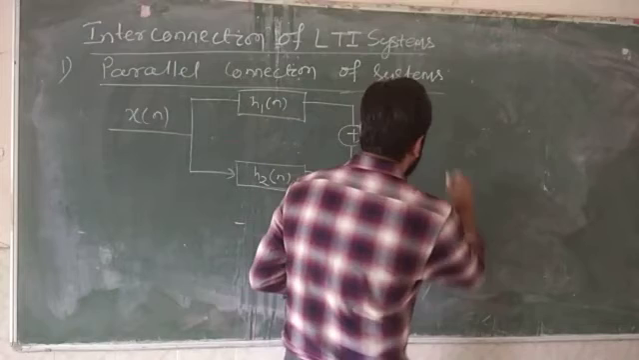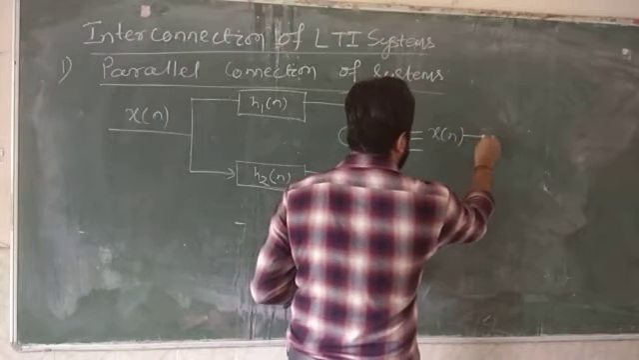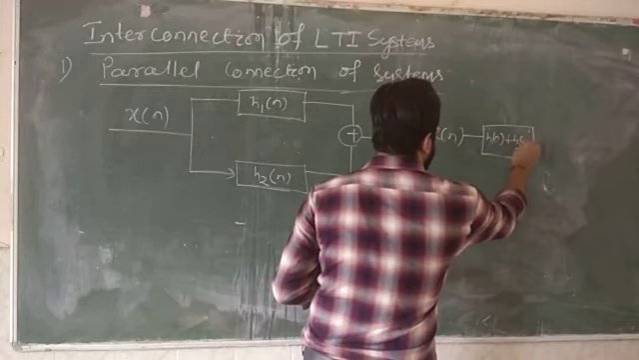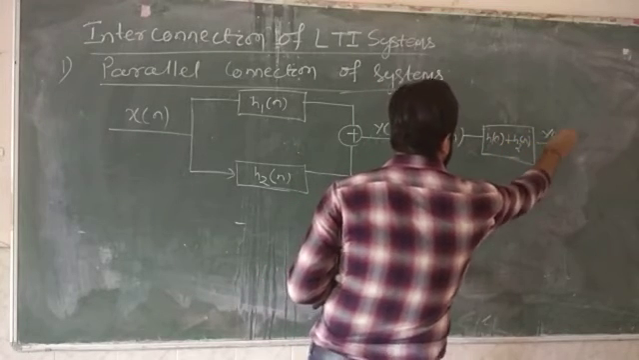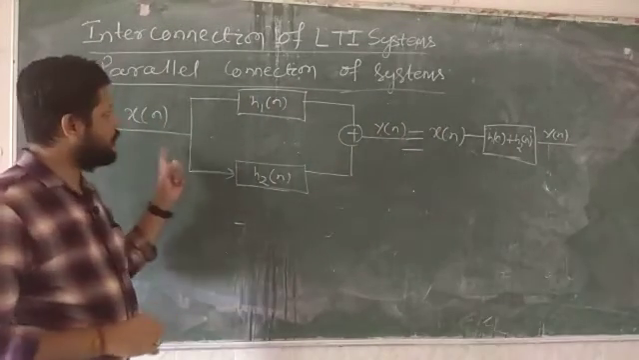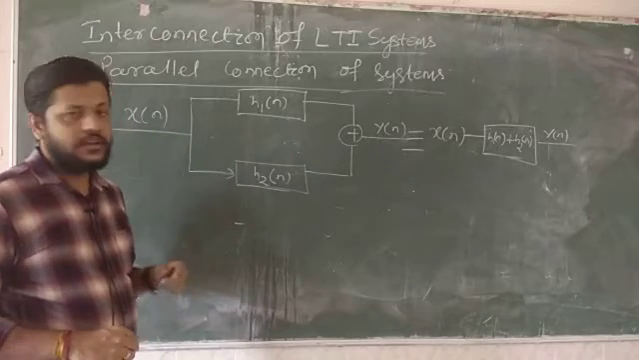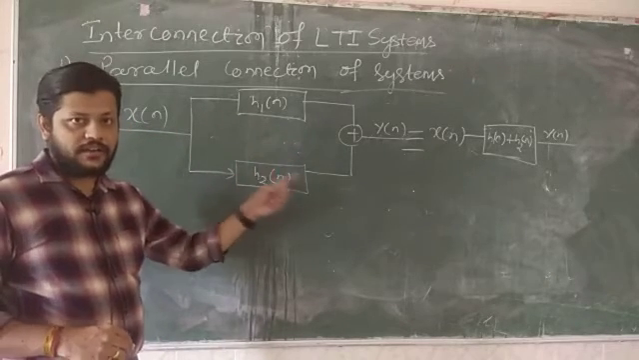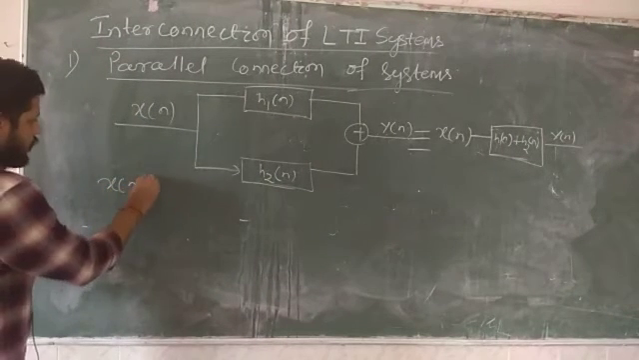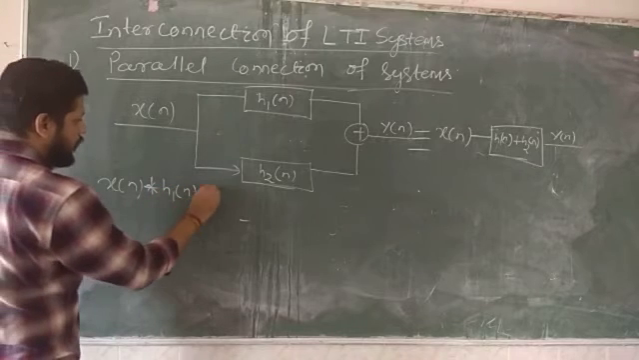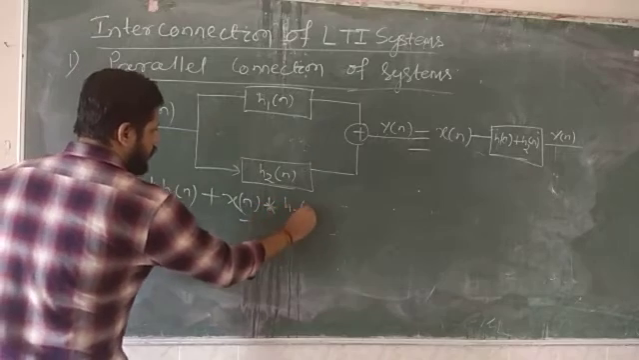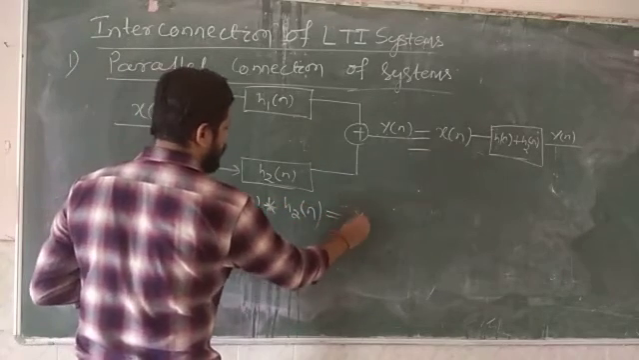That means this is equivalent to x[n] applied to the system h1[n] plus h2[n], giving y[n]. You can prove this directly: x[n] convolved with h1[n], plus x[n] convolved with h2[n], both added, will give y[n].